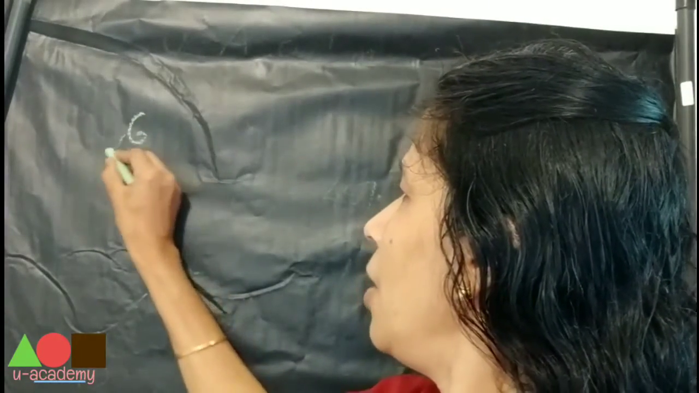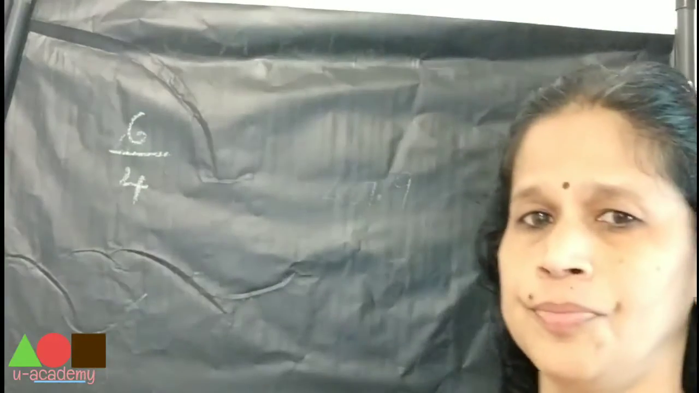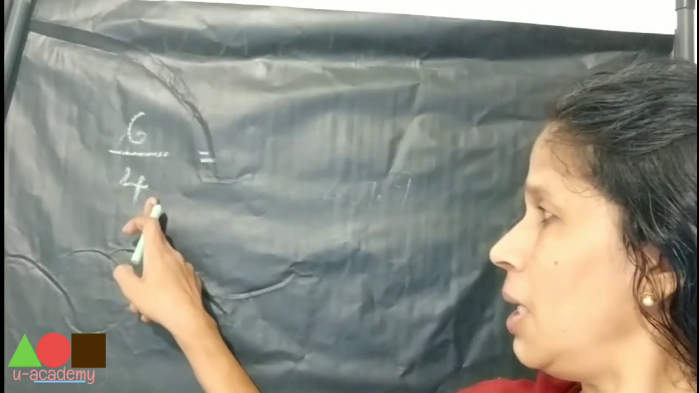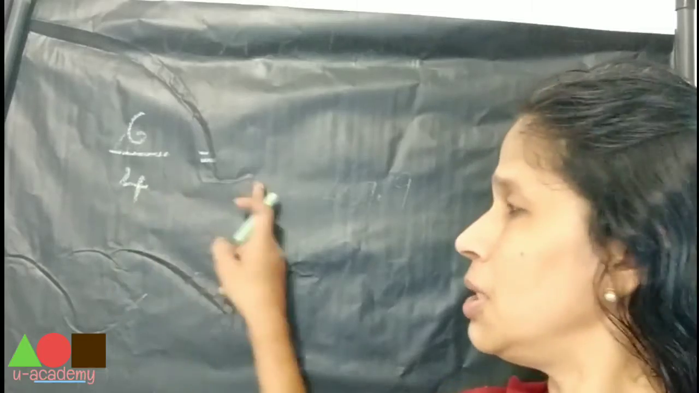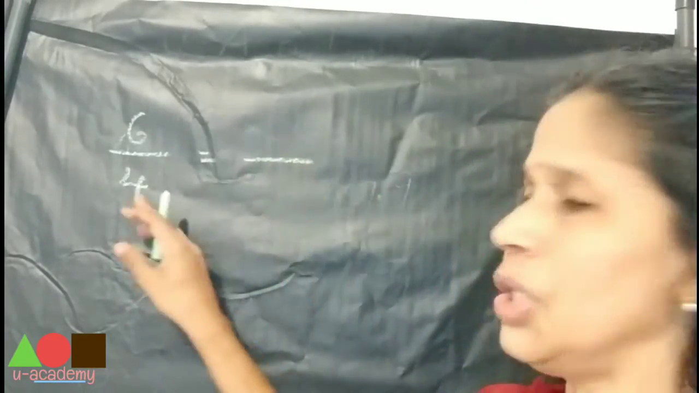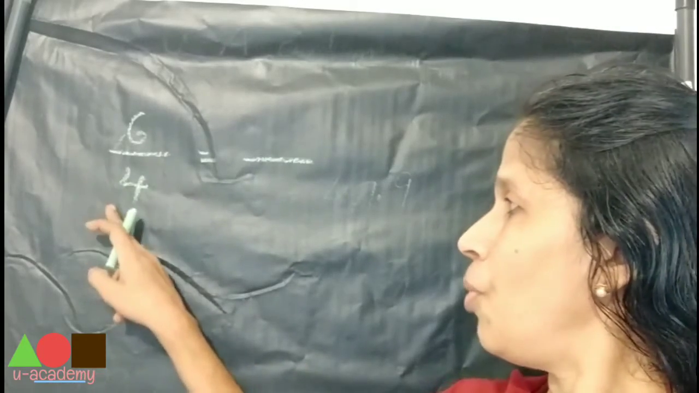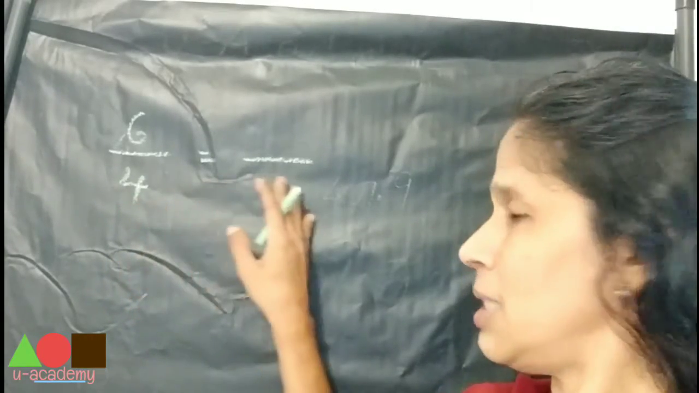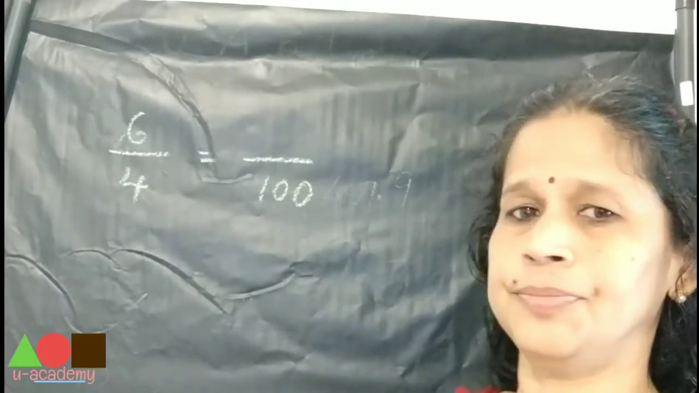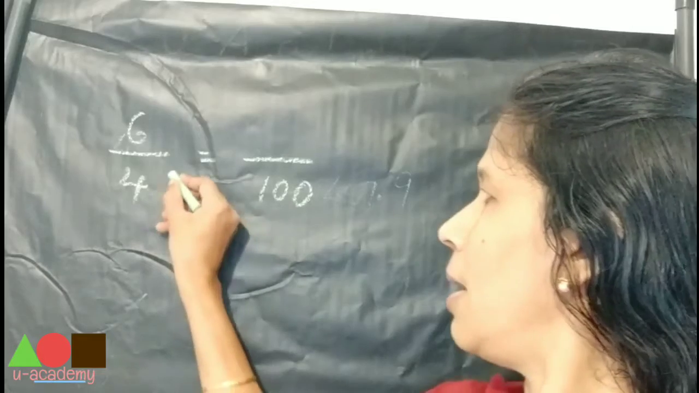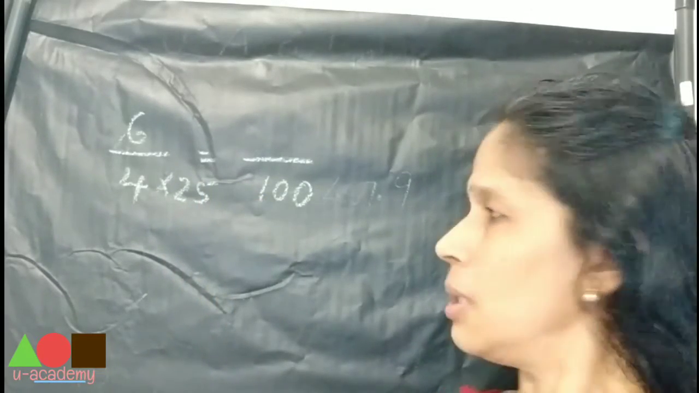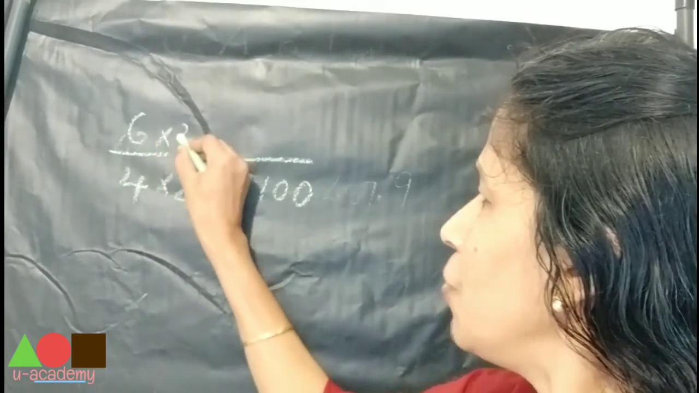If it is 6 by 4, the denominator also is not 10. You want to change this to a power of 10. How do you change this to a power of 10? It is not very easy to change this 4 by multiplying or dividing to get 10. So better you change this to 100. How many 4s make 100? 25. To get the equivalent fraction, we multiply the numerator also by 25.